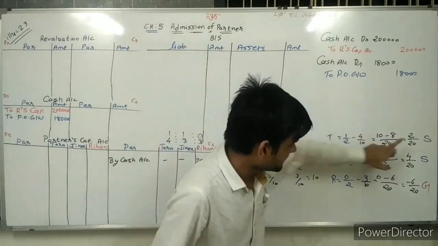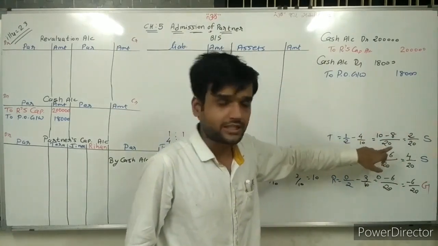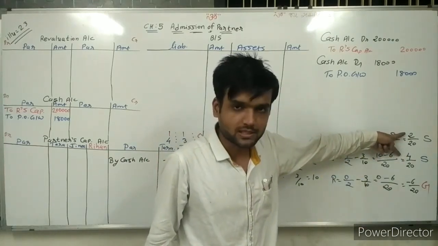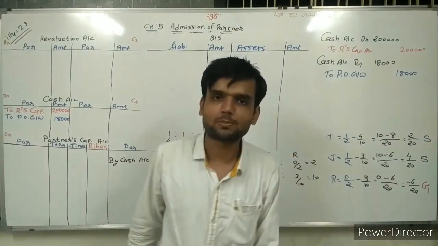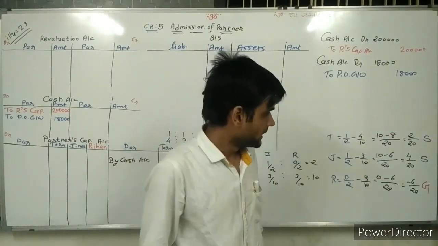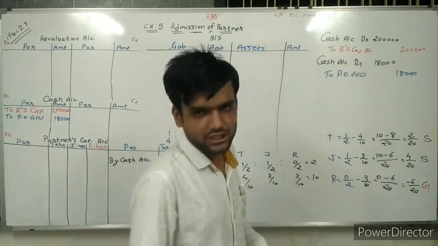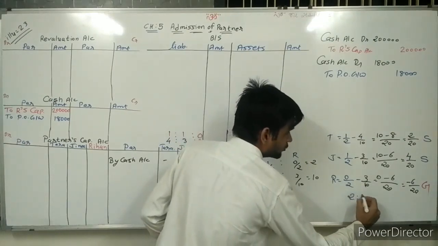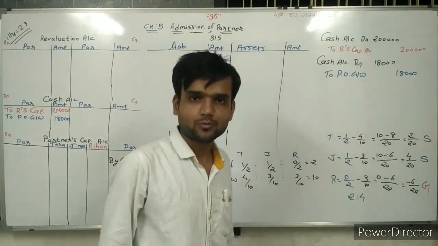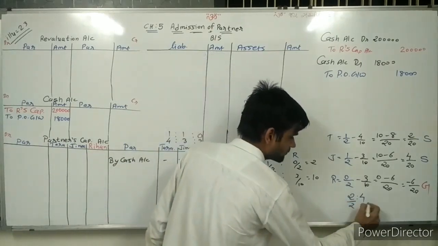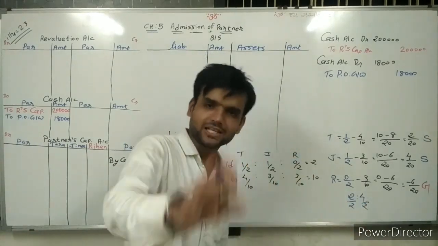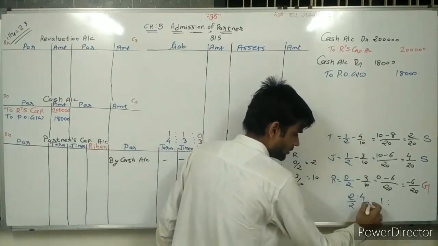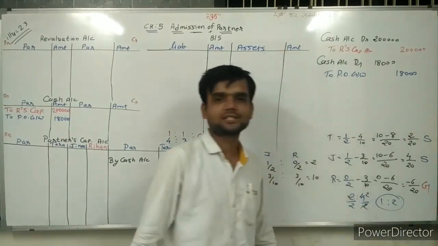Now, sir, the sacrifice made by these two. 2 plus 4, sir, 6. These two partners have sacrificed and the third partner has gained, 6 by 20. So what is the sacrifice ratio? Sir, 2:4, because the 20 is the same. So 2:4 is the sacrifice ratio. We can also divide it by 2. If you want to divide, then divide. Otherwise, 2:4 is the ratio. Don't worry about it. 2 ones are 2, 2 twos are 4. So 1:2 is the sacrifice ratio.